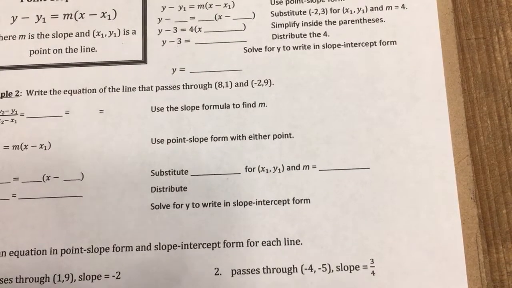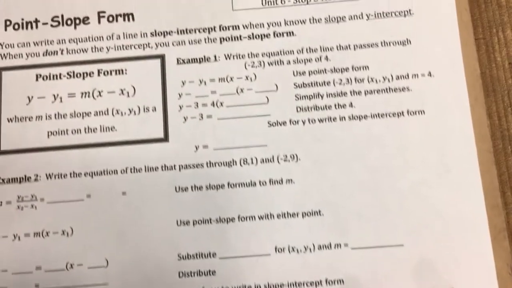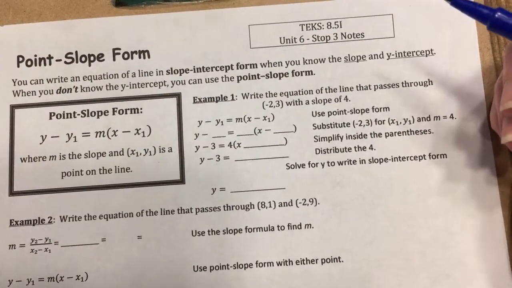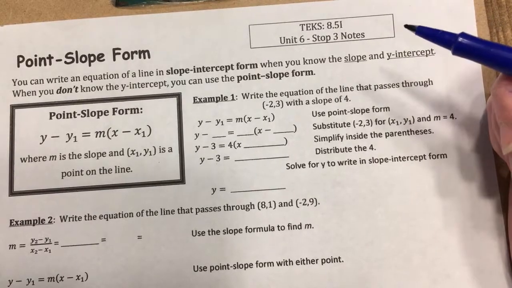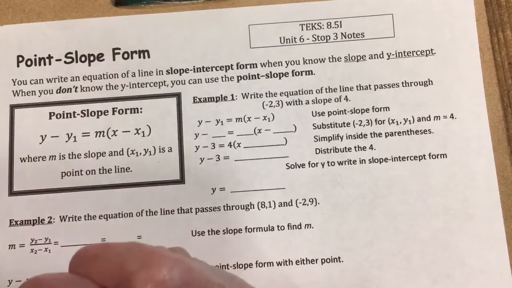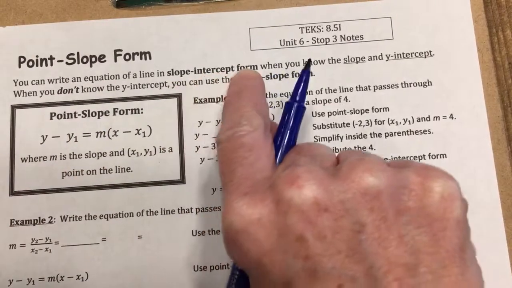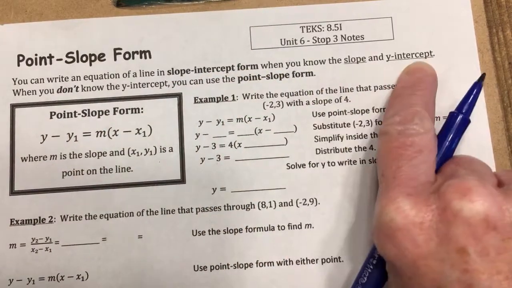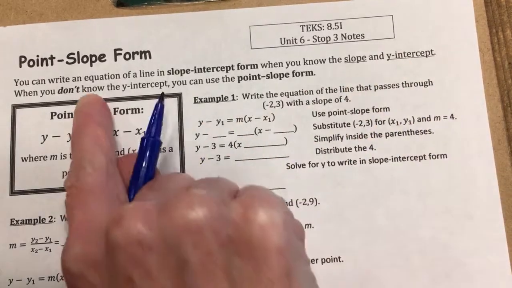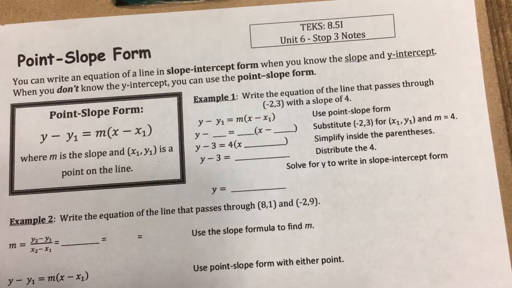So we've spent some time looking at slope-intercept form. Now we're going to look at a different form of an equation of a line, still an equation of a line. It's called point-slope form. When we're writing equations of a line in slope-intercept form, you have to know the slope and you have to know the y-intercept in order to use that equation. But sometimes you don't know the y-intercept. And when that happens, you can use the point-slope form.